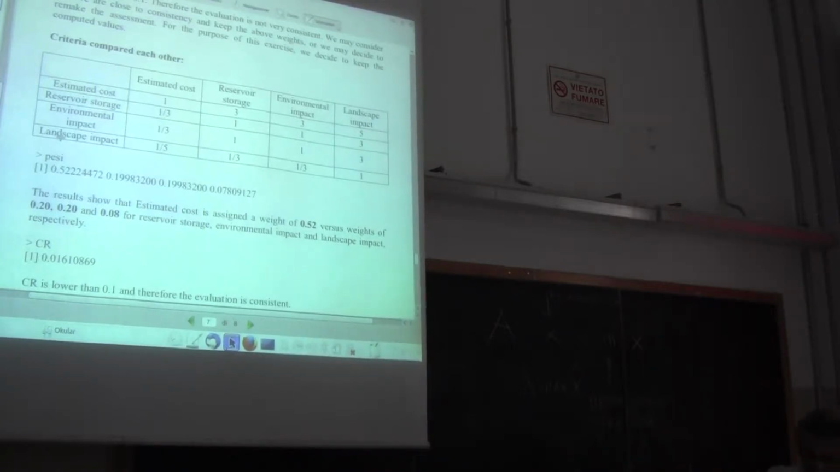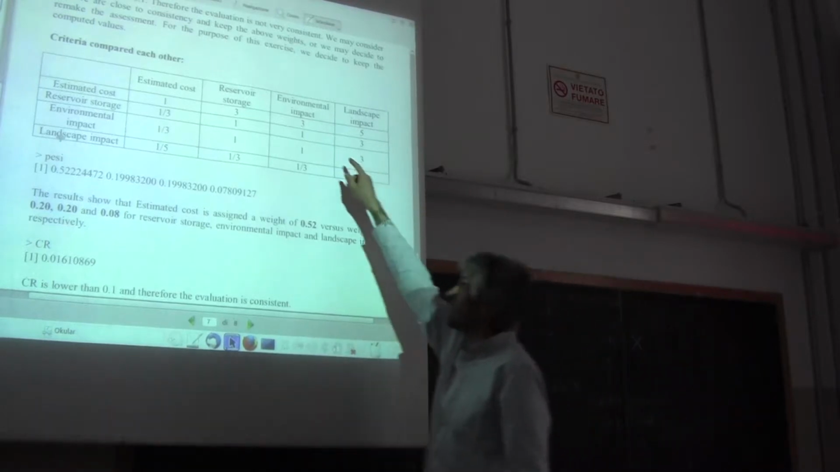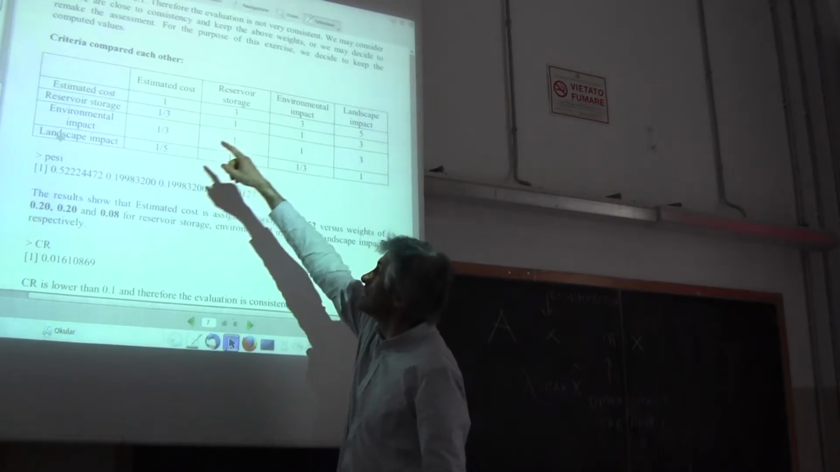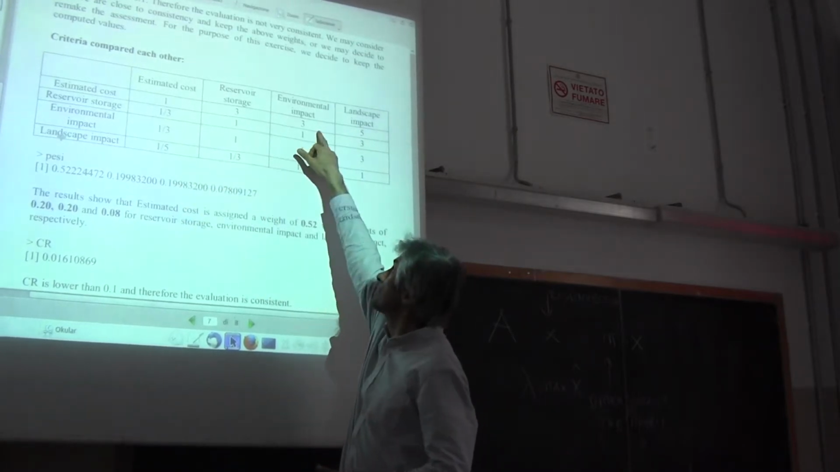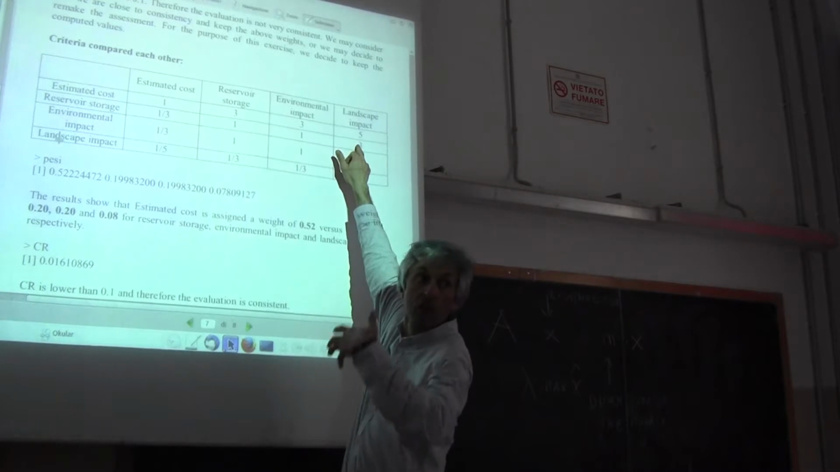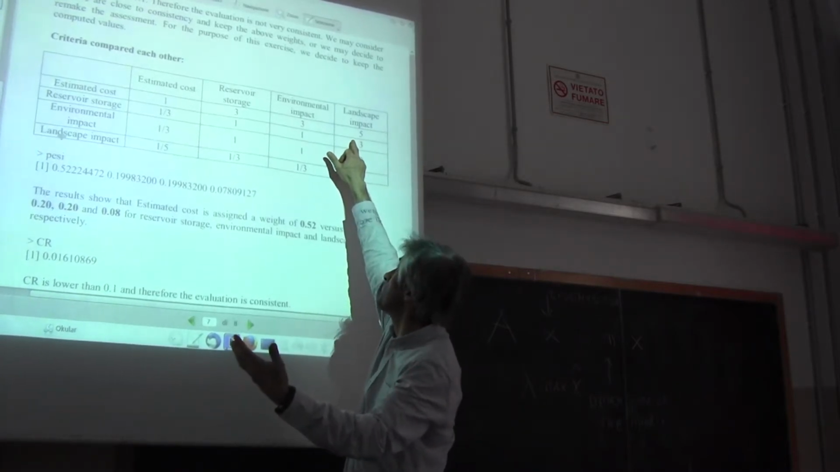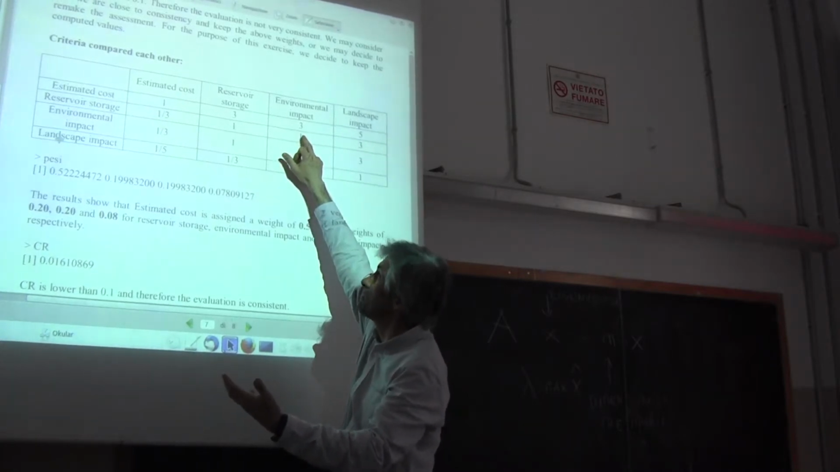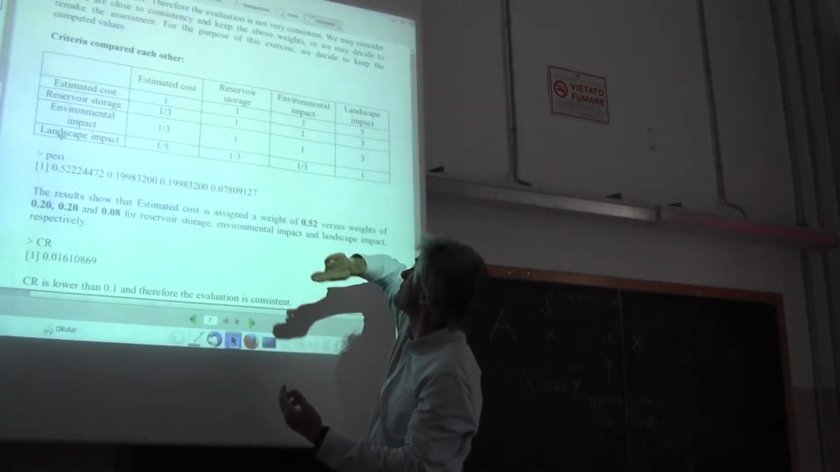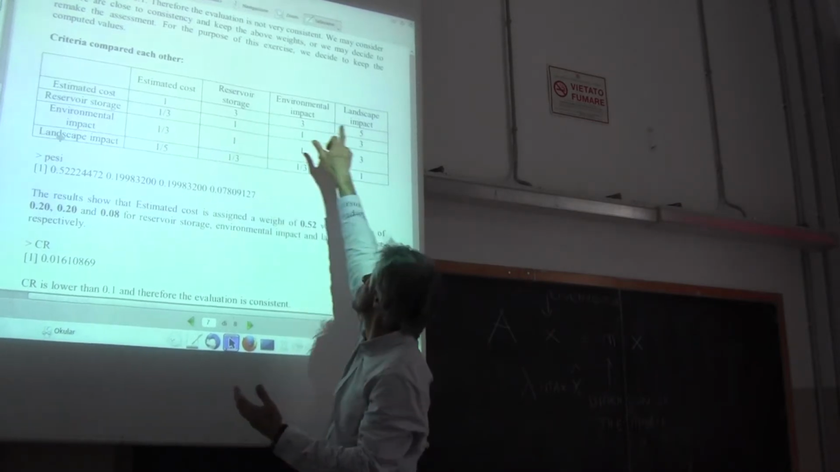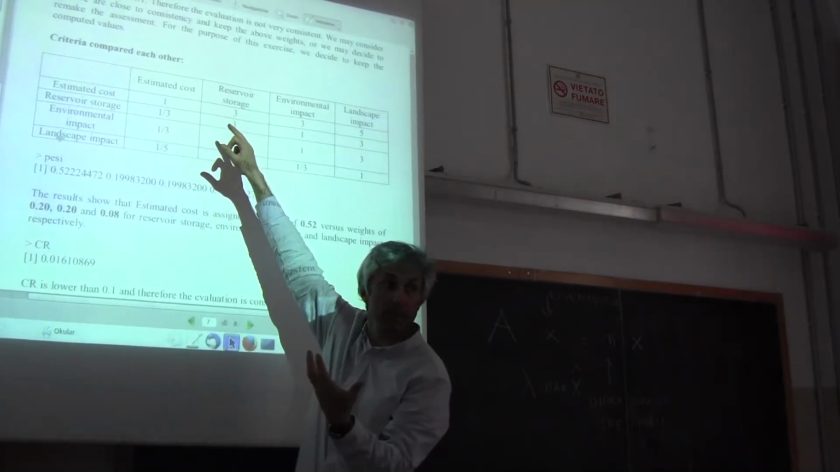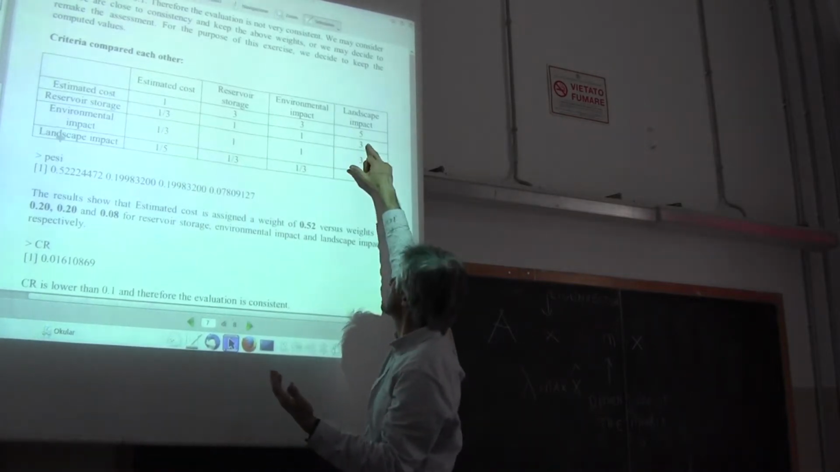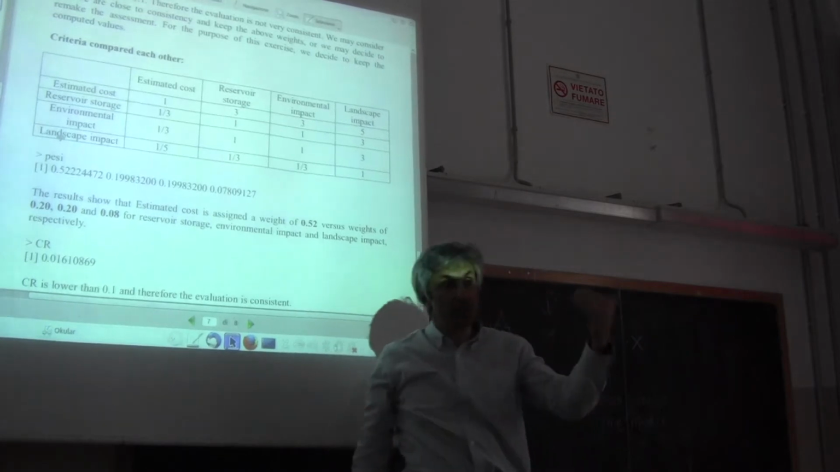I can see that storage is more important than landscape impact from the first decision, because you see that the cost is moderately more important than environmental impact, but strongly more important than landscape impact. It means that landscape impact is less important than the environmental impact. So landscape impact is less important than storage. So when I compare storage with landscape impact, I have to put a value that is higher than 1.